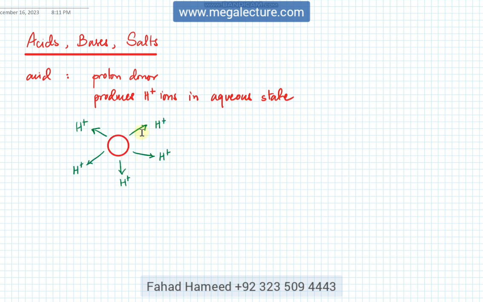So next time when you think of an acid, think of a molecule. It could be any molecule that is giving off H+ ions. So it increases the amount of H+ ions whenever there's an acid present.